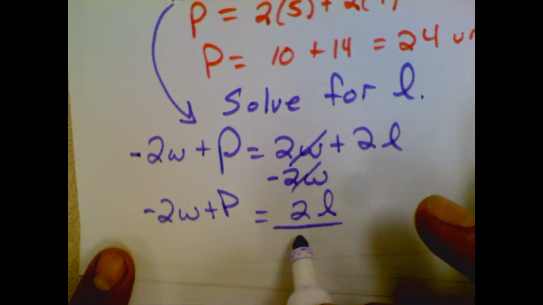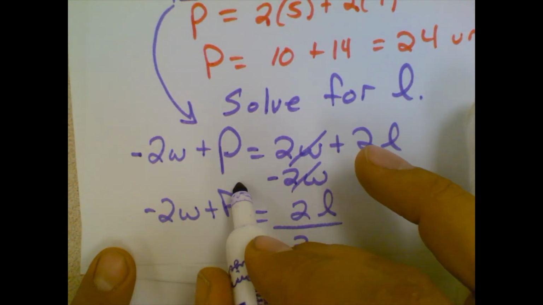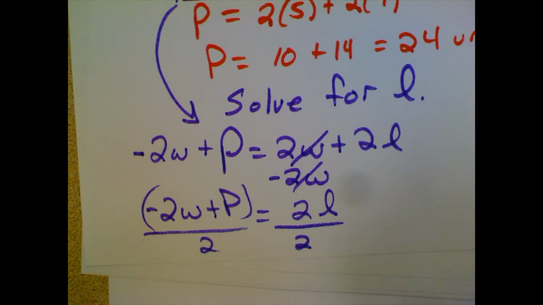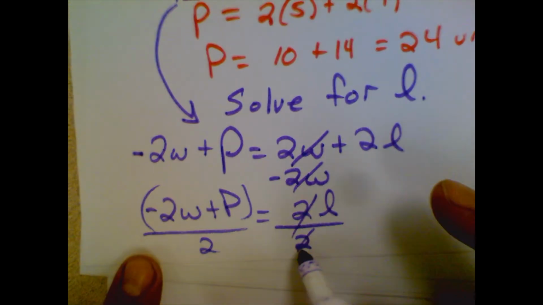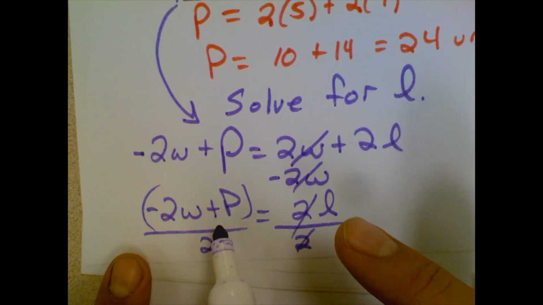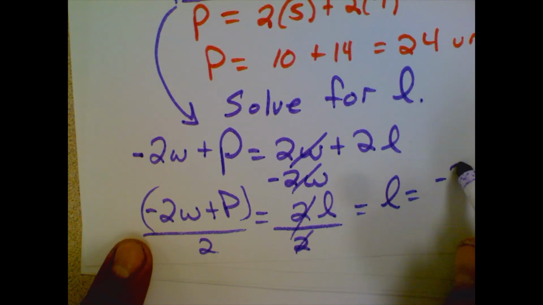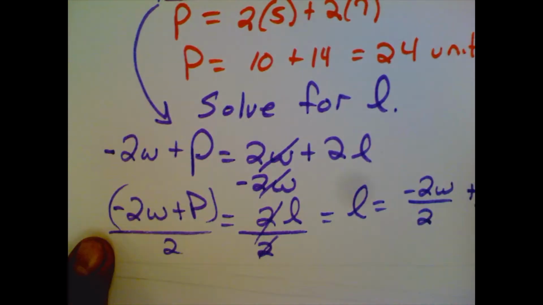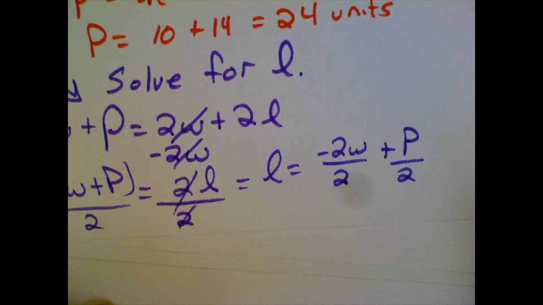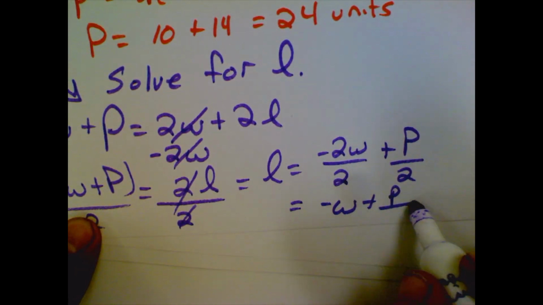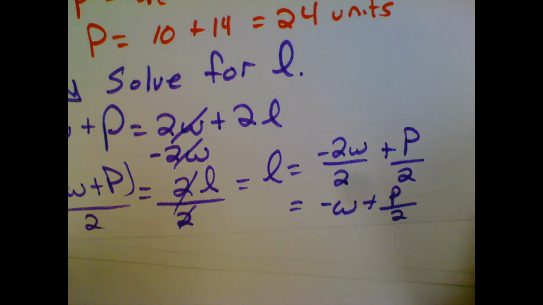And one more step, we divide both sides by 2. Make sure if you're going to do this, put that whole expression in parentheses, and the whole expression has to be divided by 2. You could write it like this: L equals negative 2W plus P, all divided by 2, or you could write it like this, negative 2W over 2, dividing each term separately, like so. And if you want to clean this up, that would be negative W plus P over 2. So you'll be asked to do a few problems like that.